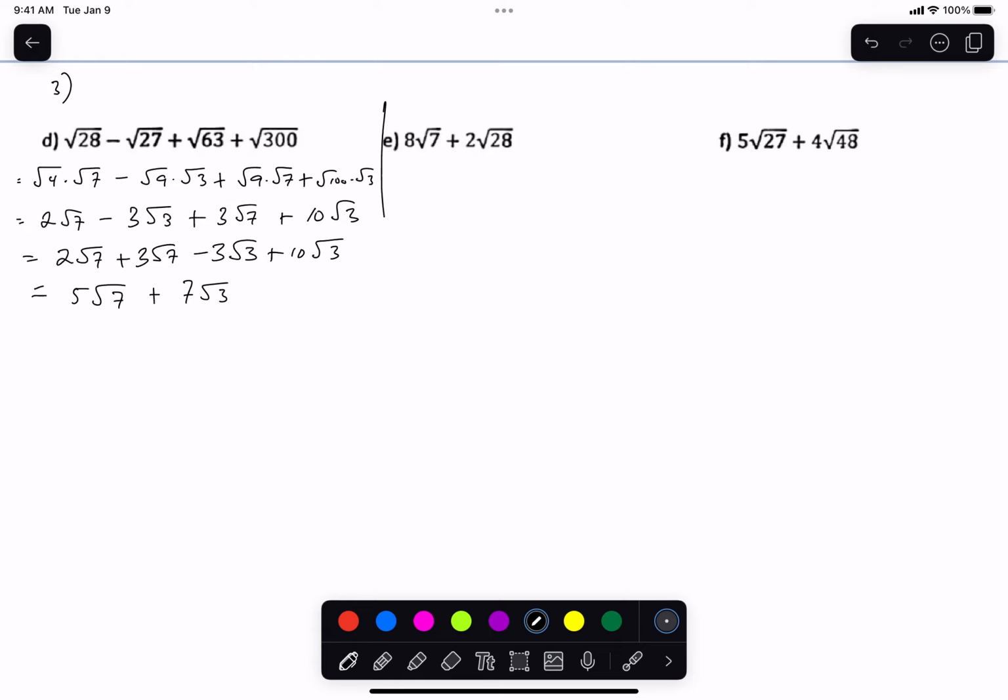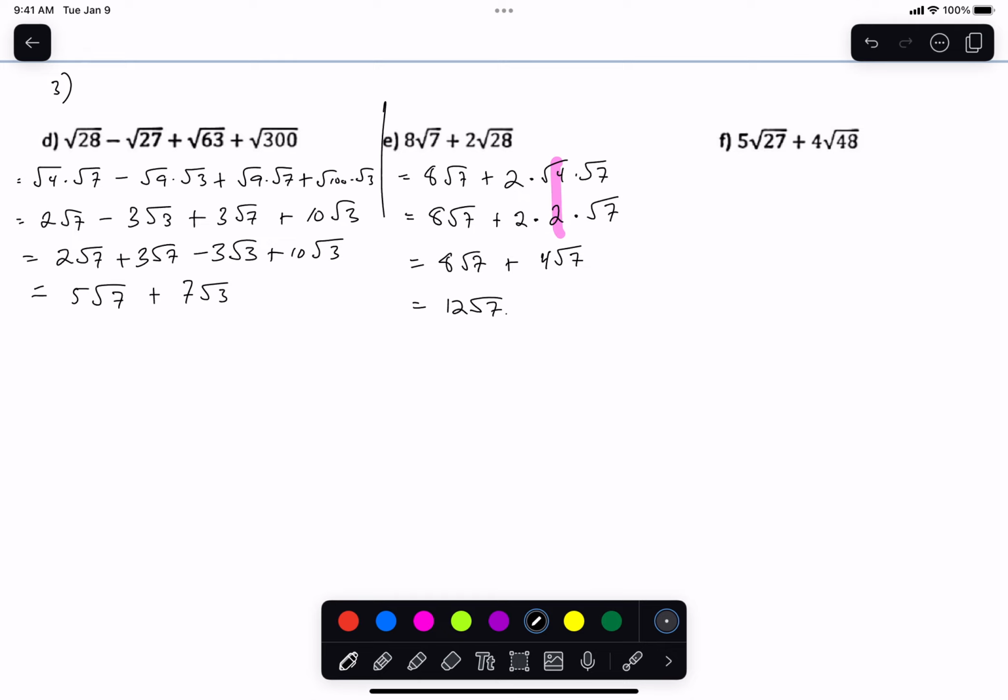Okay, for question E, we're going to have 8 root 7 is stuck. You can't do anything with that. Plus 2 times square root of 28 can be rewritten as we just saw in the last question, question D, root 4 times root 7. And so we're going to get 8 root 7 plus, now be careful with this, 2 times the square root of 4 is 2. That's where this has come from. Times root 7. So I actually get 8 root 7 plus 4 root 7, which is 12 root 7s.